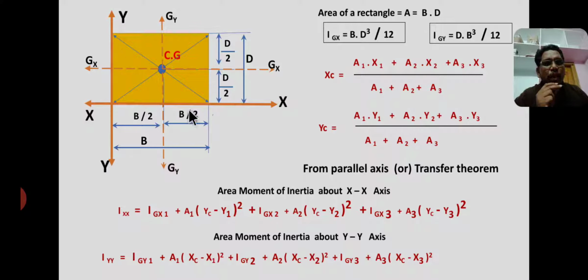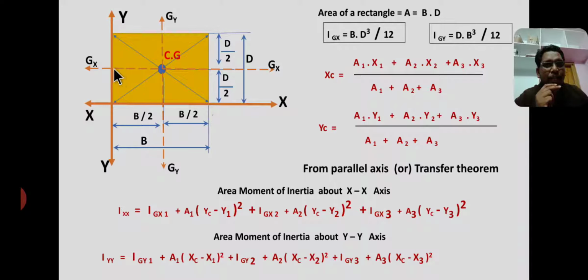This is a rectangle having a base B and a depth D. Therefore, the area of the rectangle, A, equals base into depth. Okay, A equals B into D is the area of a rectangle, and XX, YY axes are the reference axes. CG is the centroid of the rectangle. The centroid lies where its diagonals meet each other. Therefore, these are the diagonals. The intersecting point is here. Therefore, this is the centroid of the rectangle.